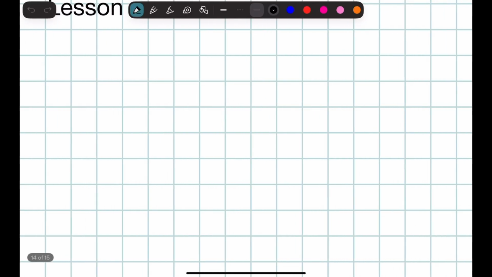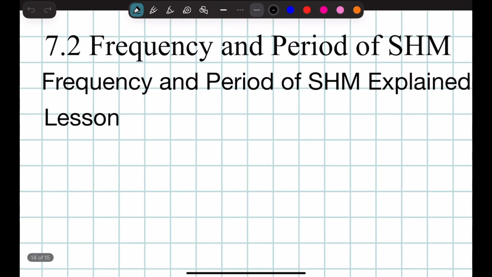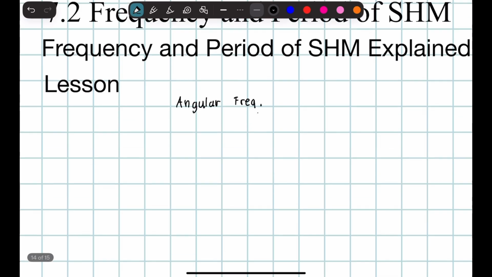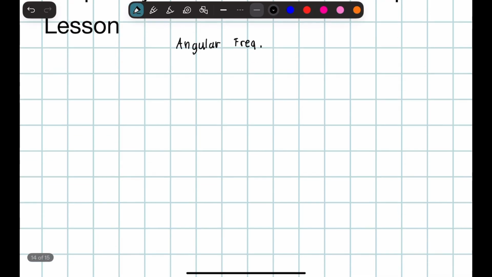In this video, we're going to be talking about topic 7.2, frequency and period of simple harmonic motion. So let's start off with deriving some of the equations that you're going to use. So we have angular frequency, and this is going to be this formula here. Omega is equal to the root of k over m.